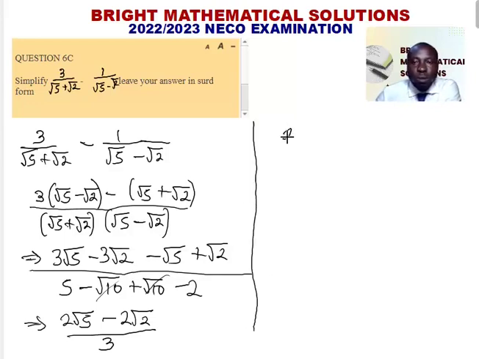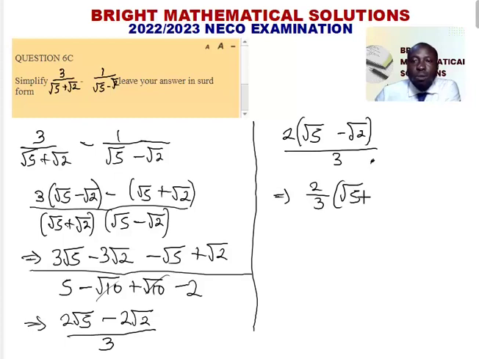So we can factor out 2. So that gives us root 5 minus root 2 all over 3. So we can leave our answer like this, and we can write it as 2 over 3 times root 5 minus root 2. So that is the solution to question 6B of the 2022-2023 NECO examination.